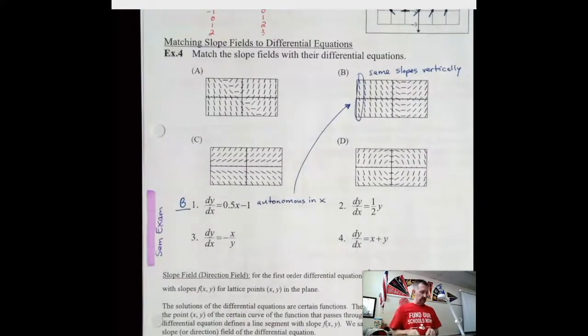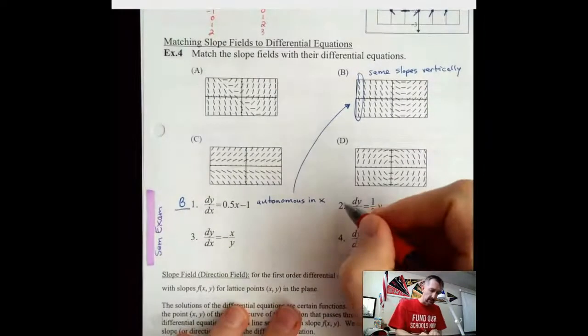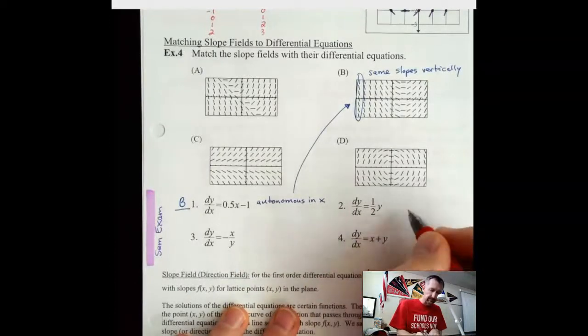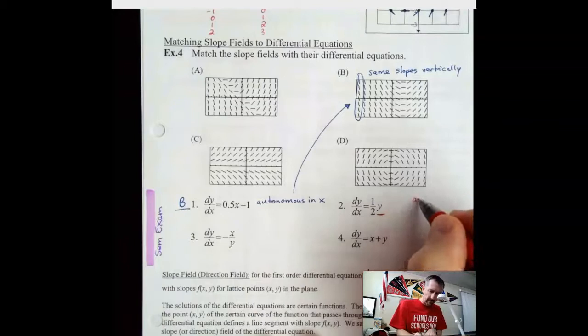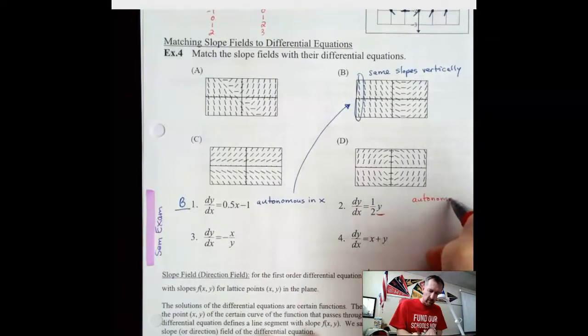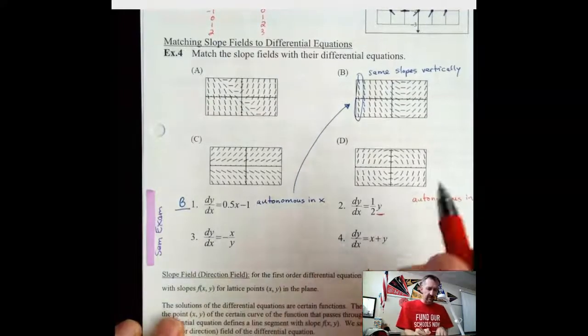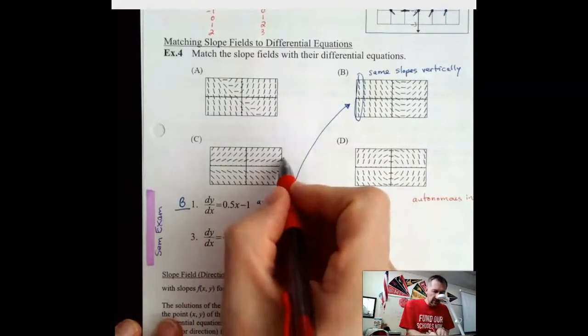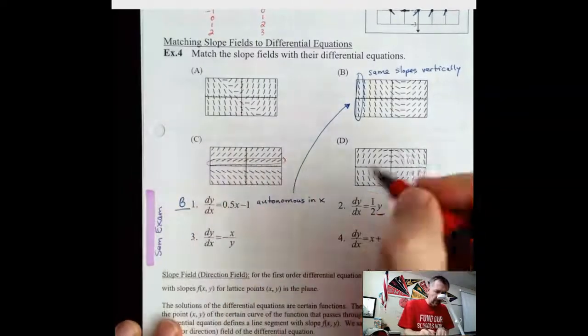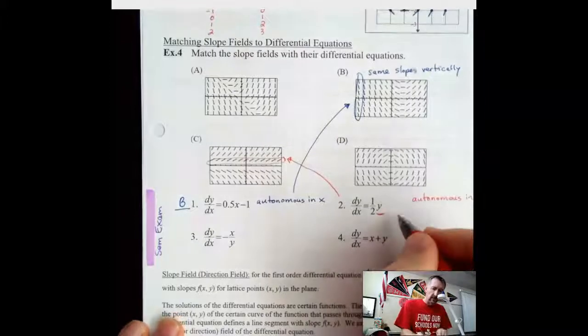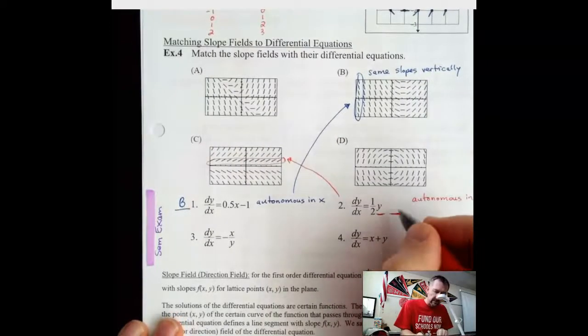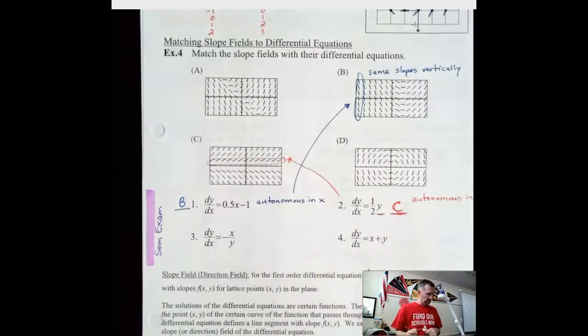Now, as I glance over at number 2 here, that one is autonomous in y. That means all the horizontal slopes have to match up. So that's going to be over here. So that's going to be C. All right.